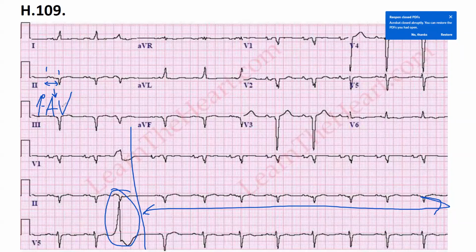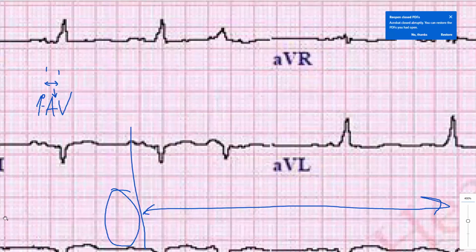Okay. I don't really see any pathological Q waves. Width of the QRS is generally narrow, except for the extrasystole. I do not think that's... no, it's narrow. See, that looks wider. Okay, I would say that this QRS is wider than normal.